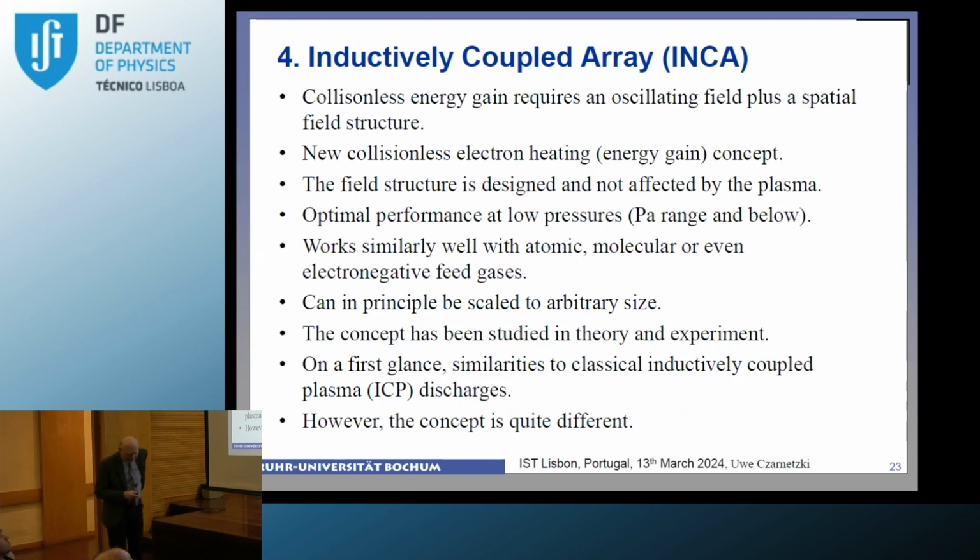That can be different things. It can be a simple analytic model, it can be a numerical model. Well, it depends on what you want to do. Having learned that we need this wave structure, I want to introduce to you an inductively coupled array, which is my personal answer to solid state physics. Because I always envied the solid state physicists.